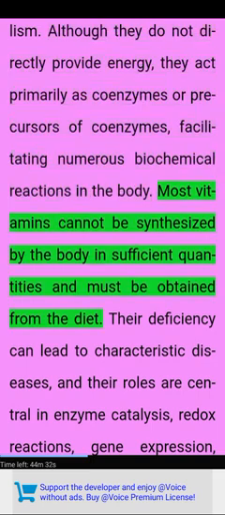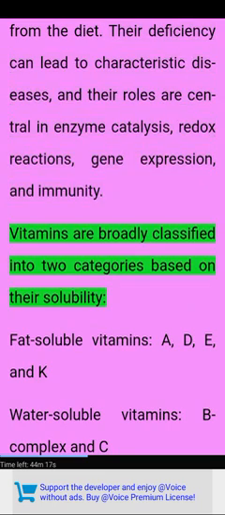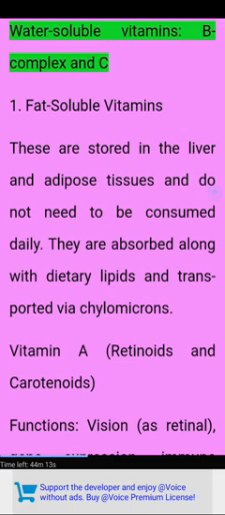in the body. Most vitamins cannot be synthesized by the body in sufficient quantities and must be obtained from the diet. Their deficiency can lead to characteristic diseases, and their roles are central in enzyme catalysis, redox reactions, gene expression, and immunity. Vitamins are broadly classified into two categories based on their solubility. Fat-soluble vitamins: A, D, E, and K. Water-soluble vitamins: B complex and C.